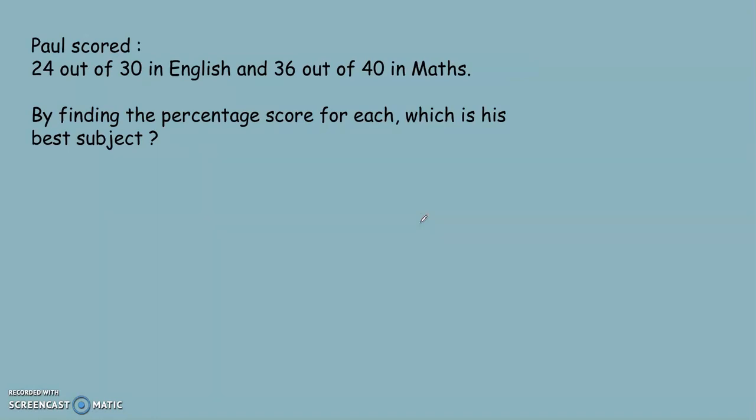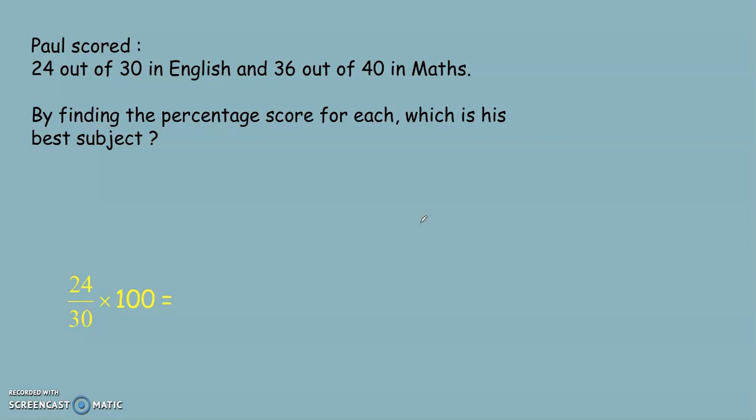Right, this is the second part of our lesson today, using these fractions into percentages and using it in context, okay, so in a real life situation. So, Paul scored 24 out of 30 in his English test, and he scored 36 out of 40 in his maths test. By finding the percentage score for each, which is his best subject, so in which test did he do better in, okay?